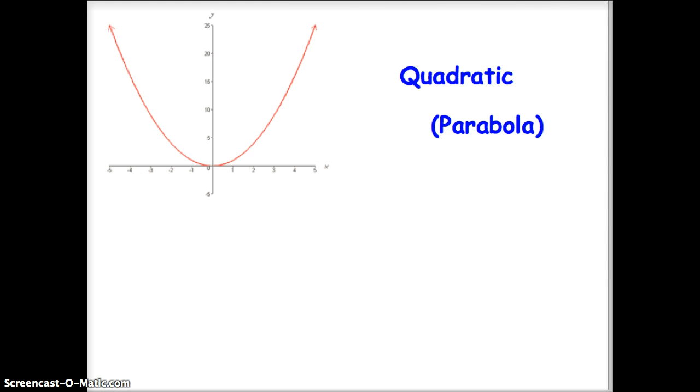Our next type of equation we're going to look at is a quadratic equation, and those are parabolas. Parabolas make a U-shaped graph. With quadratic equations, they can also open downward. So something like this could also be a quadratic equation. Hopefully your line will look a little bit smoother than mine.